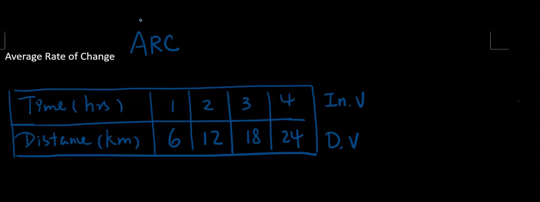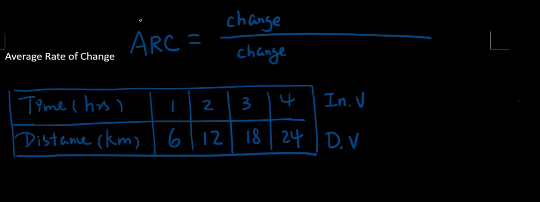Now we can talk about ARC, average rate of change. Remember, average rate of change measures the change in the dependent variable over the change in the independent variable. So it's change over the change. This change is the change of the dependent variable, which means I need to look at this data. And here is the change of the independent variable, which means I need to look at this data.